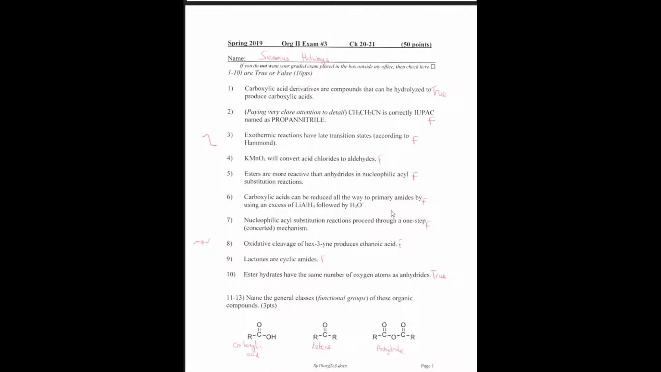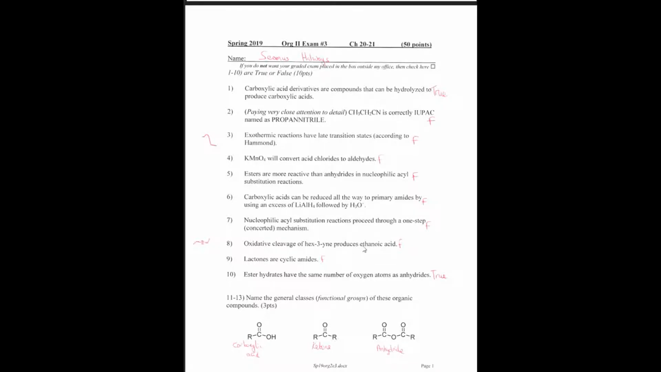Next question is just a functional group conversion question. Obviously this is incorrect. Next question deals with the mechanism of nucleophilic acyl substitution. The important thing here is that the mechanism is not a one-step process. It's at least a two-step process. It's an addition-elimination mechanism.